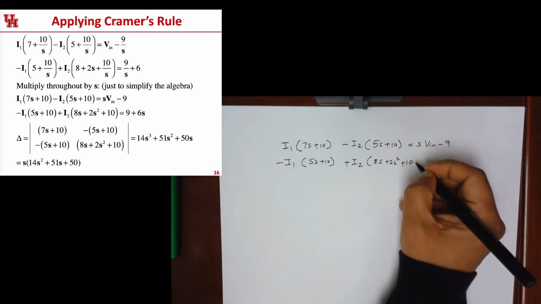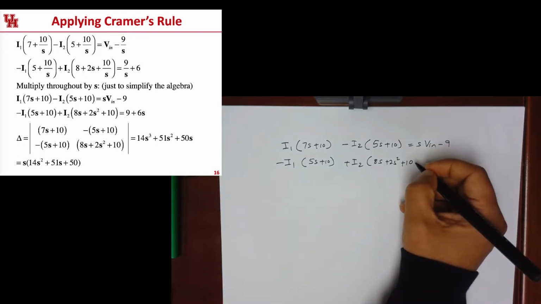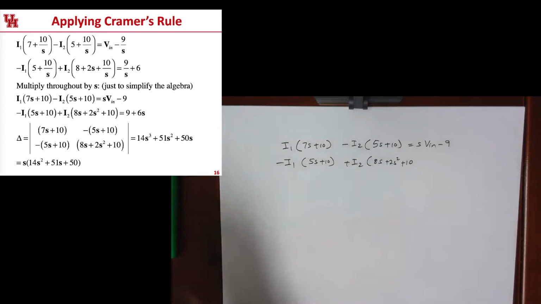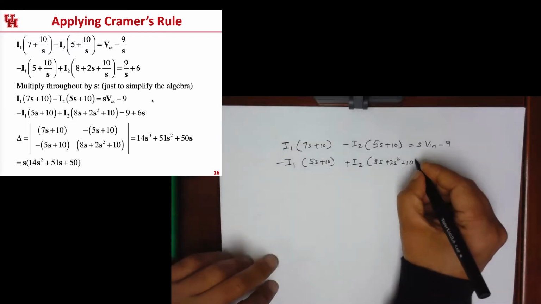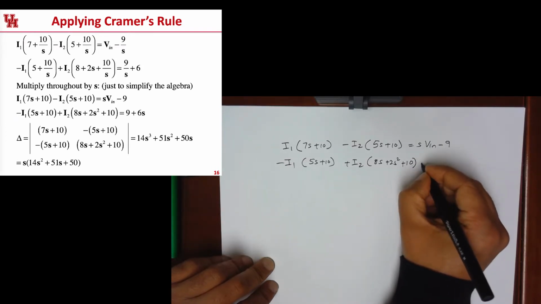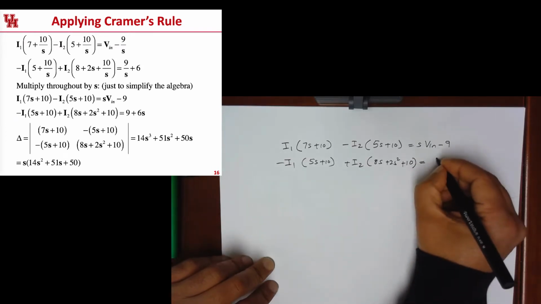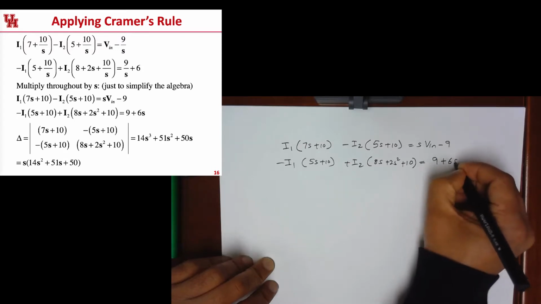Okay, where did I get 10 here? Should be 8. No, it's correct. So it's I2 times (8s plus 2s squared plus 10) equals 9 plus 6s, right?